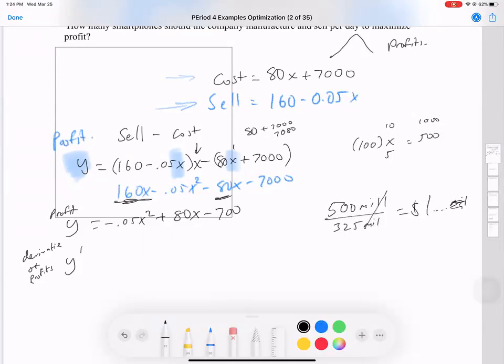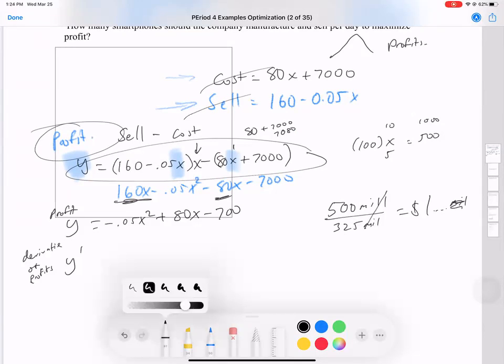One of the cool things is when you hear the word maximize or minimize, it's a derivative problem. You just take the derivative. Derivative of what? Whatever you're trying to maximize. I'm not trying to maximize the cost. I'm not trying to maximize the sell. I'm trying to maximize my profit. So we came up with our profit equation, and we just take the derivative of it. Before I do anything else, how hard is this derivative here? Pretty easy, right? Pretty fast.